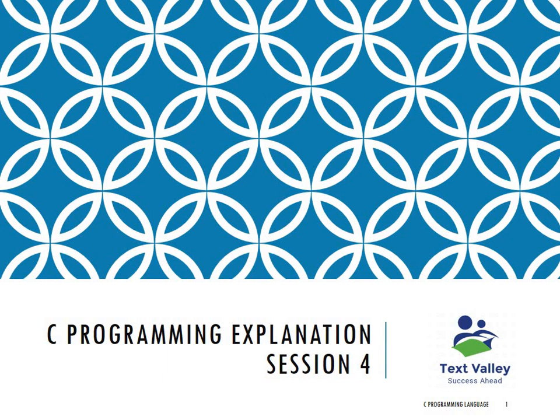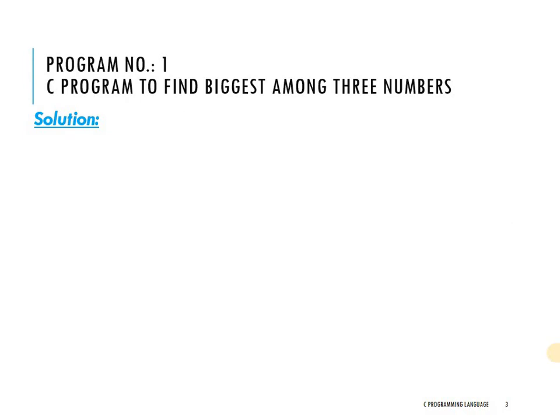Hi viewers, now we are going to see about C programming explanation. In this session, I am going to explain how we can find the biggest among three numbers and then how we can print the multiplication table of a given number. First, we are going to see how to find the biggest among three numbers.